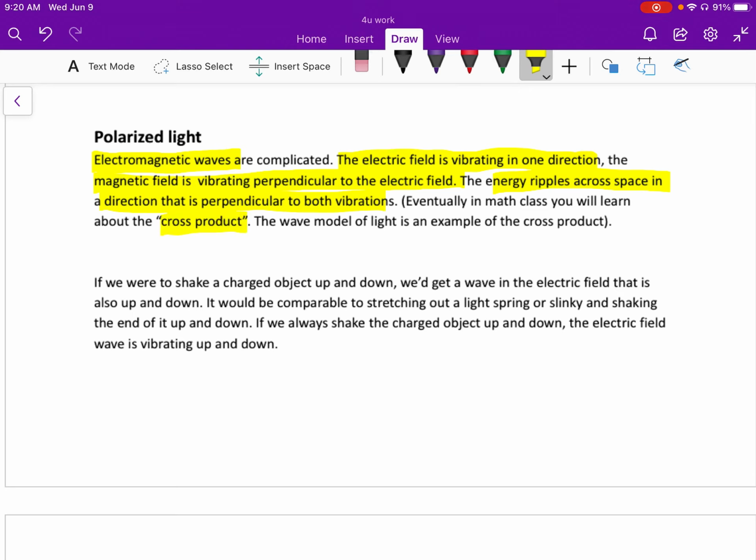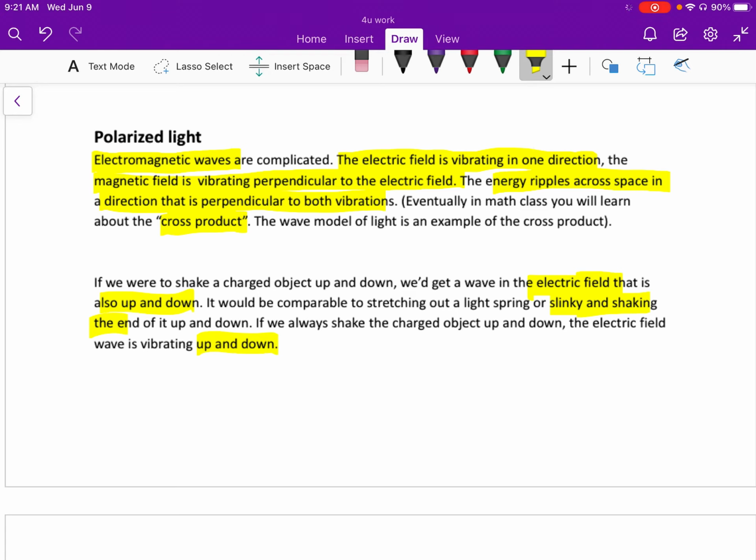And again, depending where you go next year, you'll circle back and talk about cross product and how this propagation of light is following a cross product. To help make sense of it, it's kind of like if we were to shake a charged object up and down, we get these electric field wobbles that are also up and down. It'd be like if we took out a slinky, and if we shook the end of the slinky up and down, then we'd get a vibration traveling down the slinky that's also up and down.